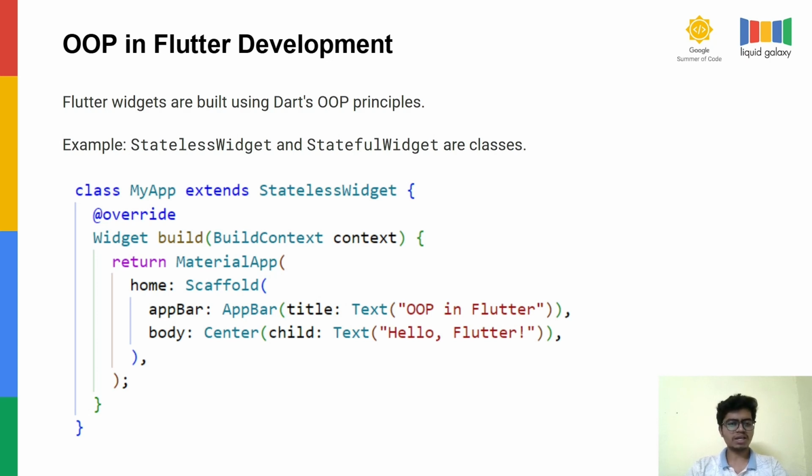Okay. Here I have just shown a piece of code, like it's a stateless widget. Like there is a class MyApp which is extending from StatelessWidget. So here it uses the inheritance concept of OOP, and you can also see that it's overriding some methods like that. Okay, so you can explore more about it in Flutter development.